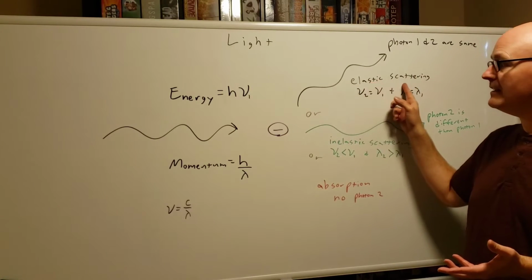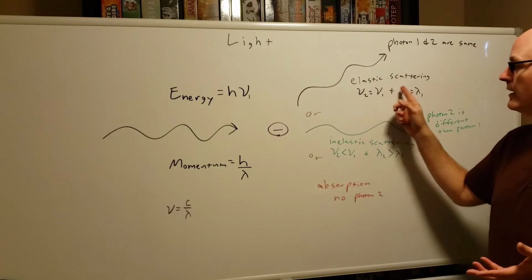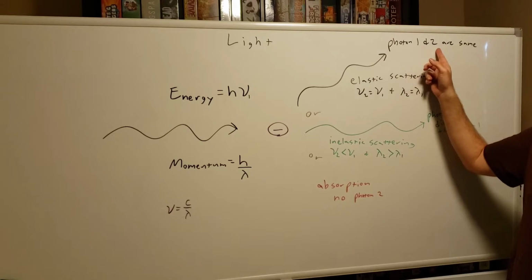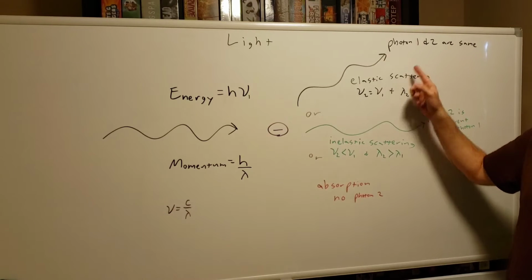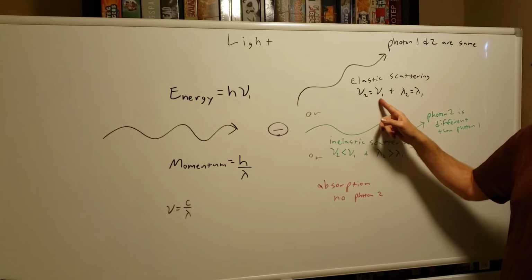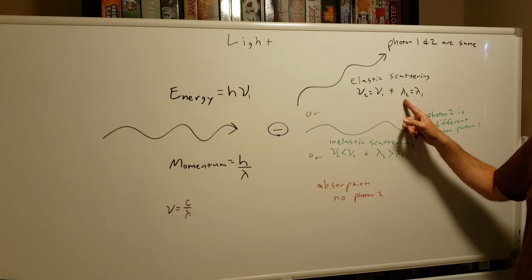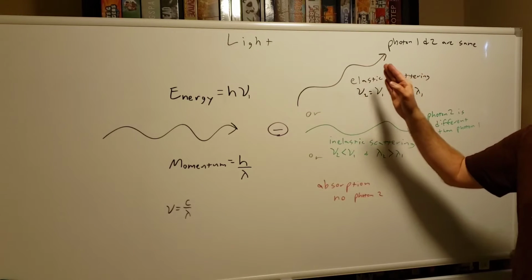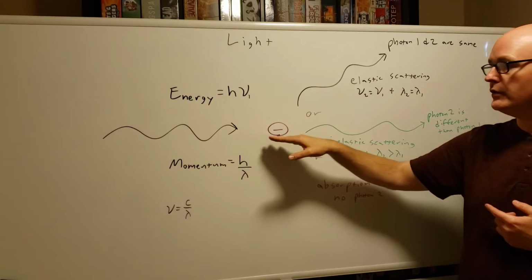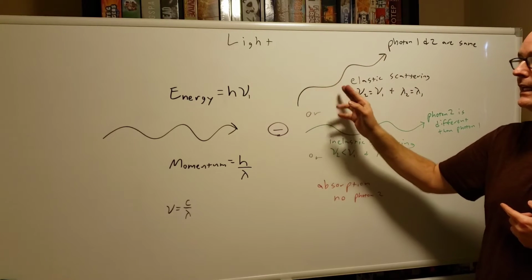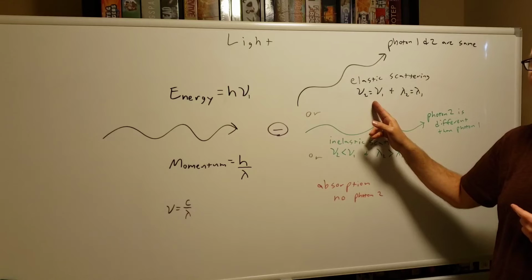So if it elastically scatters, then the photon of 2 equals the photon of 1. The frequency did not change, right? So the frequency of 2 equals the frequency of 1. The wavelength didn't change, so the wavelength of 2 equals the wavelength of 1. No energy was given from the photon to the electron. All energy was maintained in the photon. This is called elastic scattering.